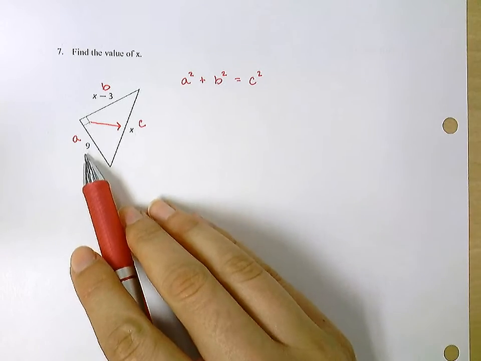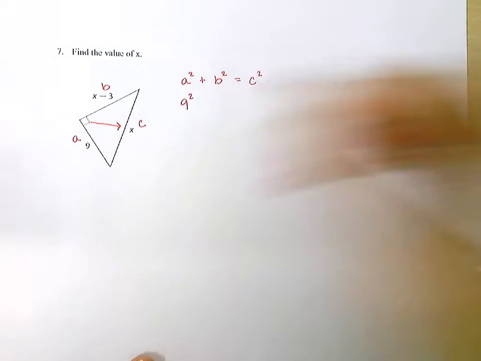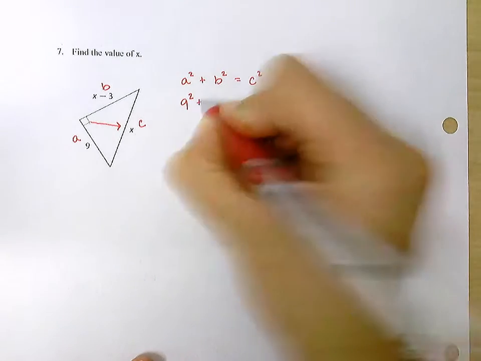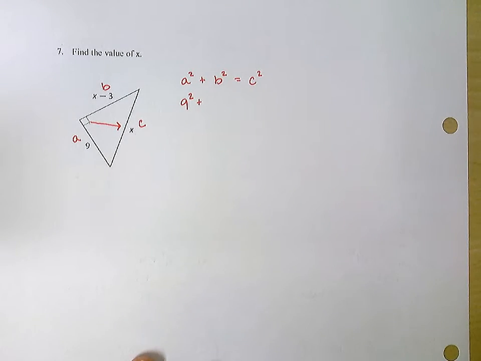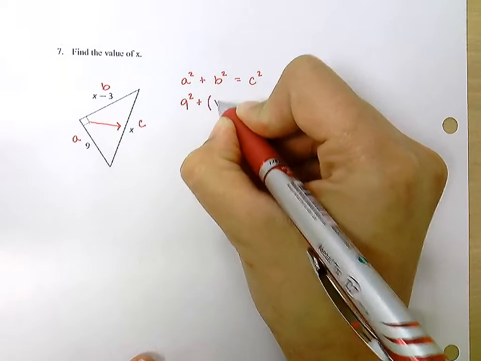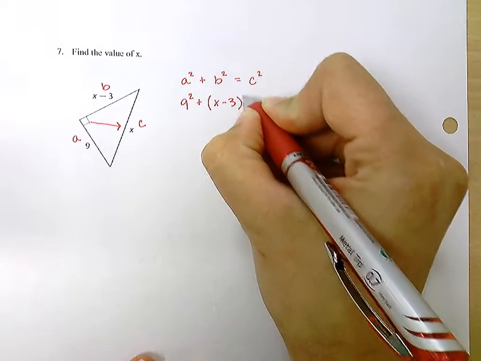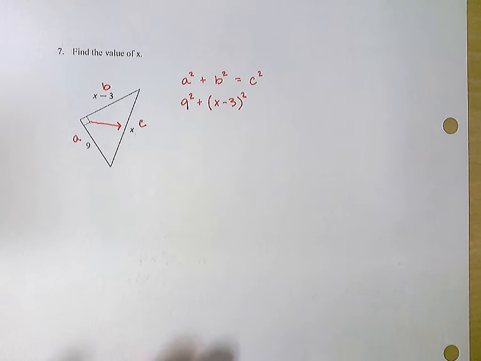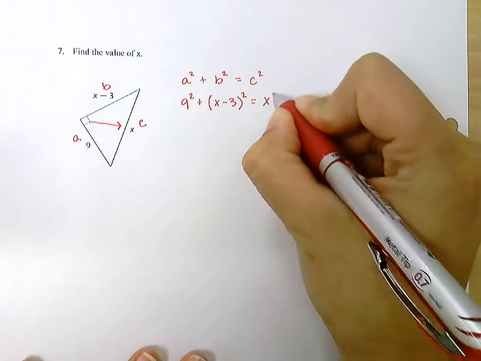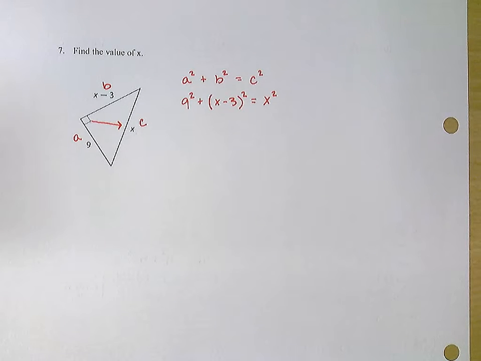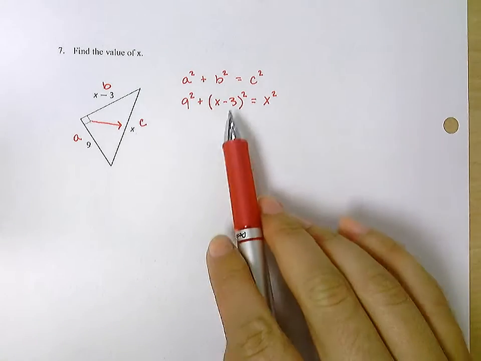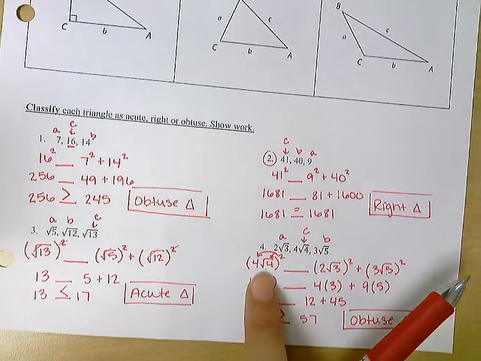So my A value is 9, and that's squared. Plus my B value, I'm going to put parentheses around. Okay, my B value is x minus 3, and that quantity is squared. Okay, that's equal to, our C value is x, and that's squared. Now before I continue, what is different about this quantity squared compared to this quantity squared?